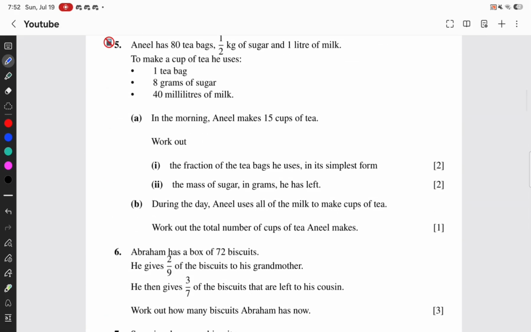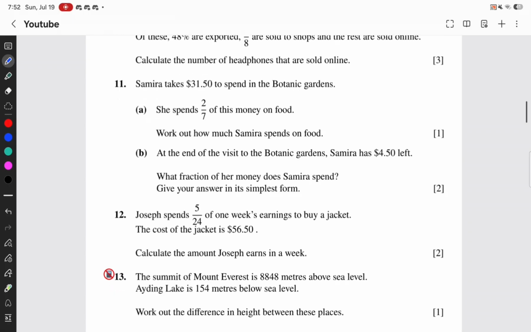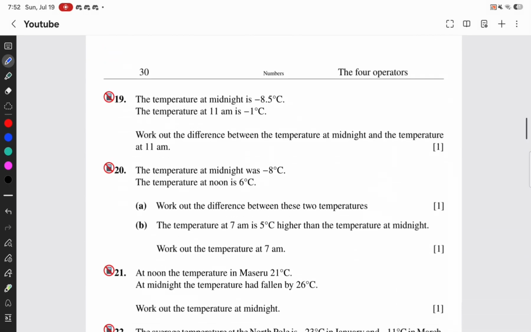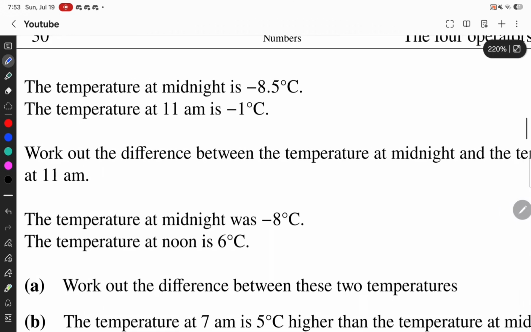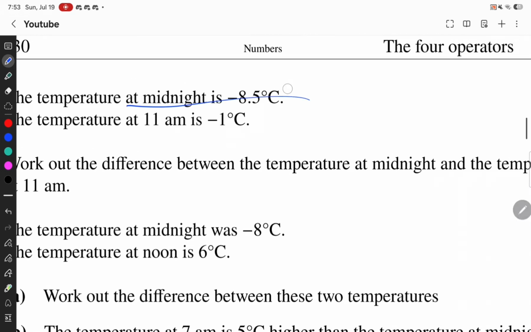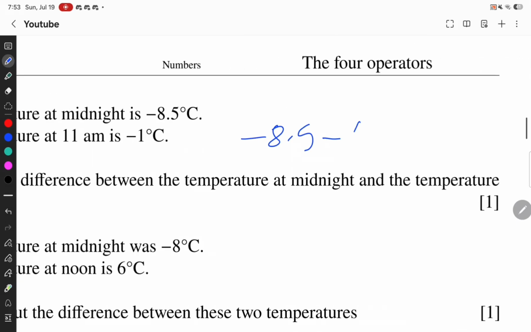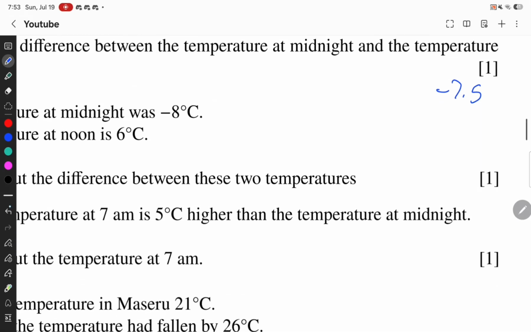Doing word problems before doing actual problems gives you a slight base of how you should tackle these. Sometimes there are simple ones, like finding the difference between the temperature at midnight, which is negative 8.5, and at 11 a.m. We get negative 8.5 plus 1 is equal to negative 7.5. This is the difference between these two temperatures. I'll keep the working, don't worry.